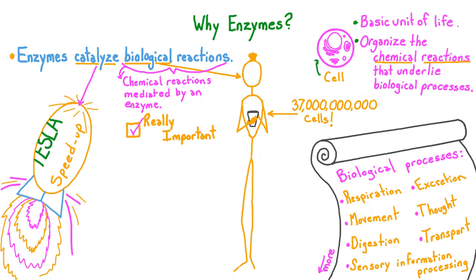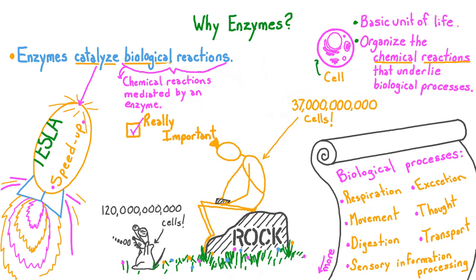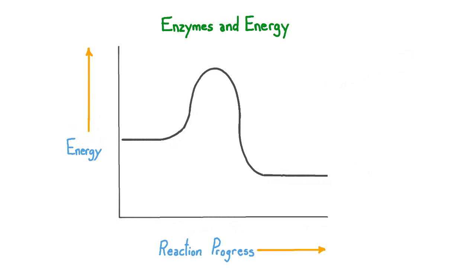Comparing the speed of a typical biochemical reaction with an enzyme to one without an enzyme is sort of like comparing a rocket to a rock. So that's why we study enzymes. They speed up really important chemical reactions that underlie our biological processes. What is it about enzymes that enables them to speed up or catalyze chemical reactions?